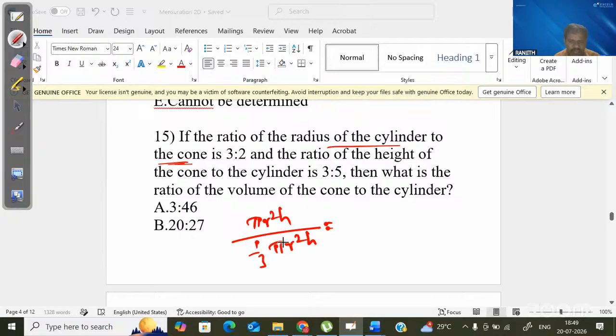Okay, where pi is cancelled. The ratio of the height of the cone to the cylinder is 3 is to 5. Height of the cone to the cylinder is 3:5.